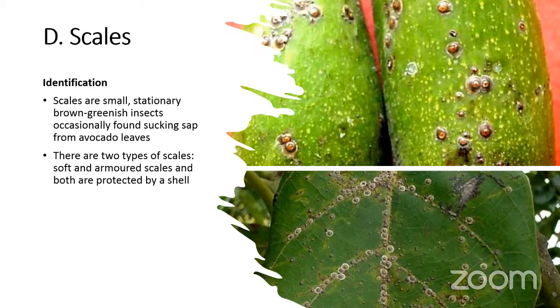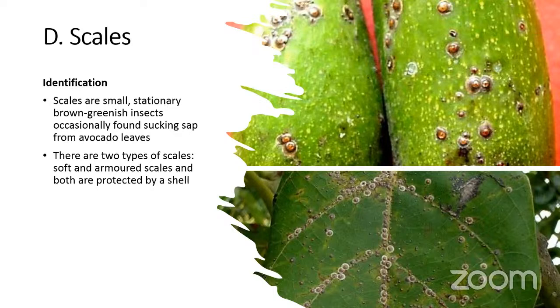So how do you identify the scales? Number one, scales are small, stationary, brown, greenish insects, occasionally found sucking sap from avocado leaves. They also feed on sap. Then there are two types of scales. One is the soft, and the other one is the hammered scales. And both of them are protected by, sorry for that, there was a child who came through. No problem, sir. Okay, they are all protected by a shell.